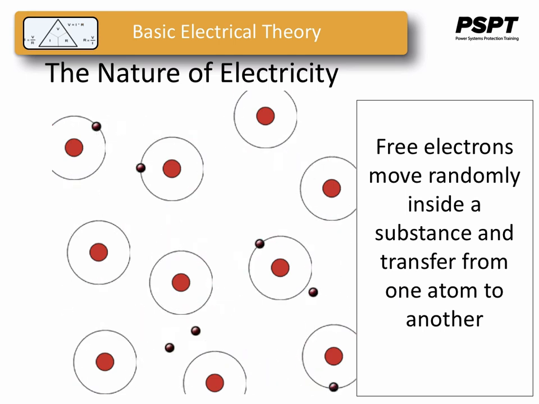The basic nature of electricity works like this. Whenever a negatively charged body is connected to a positively charged body by means of a conductor, the excess electrons of the negative body start flowing towards the positive body to compensate for the lack of electrons in the positive body.